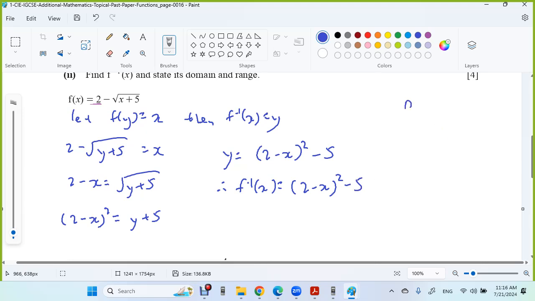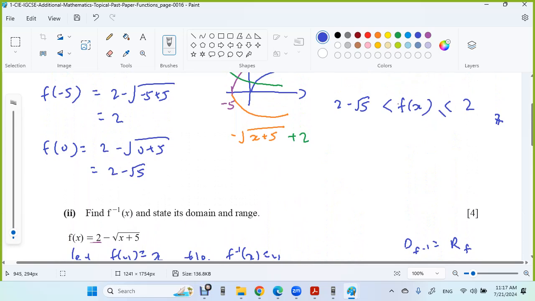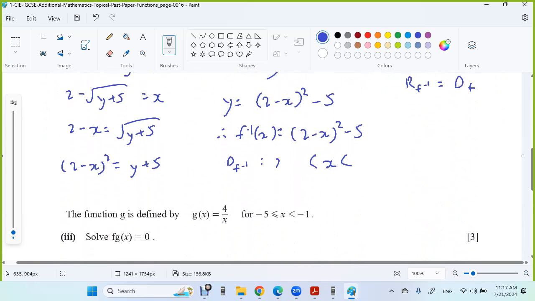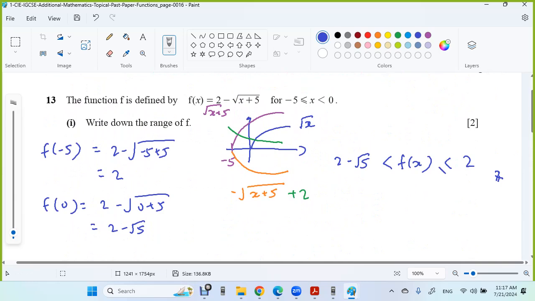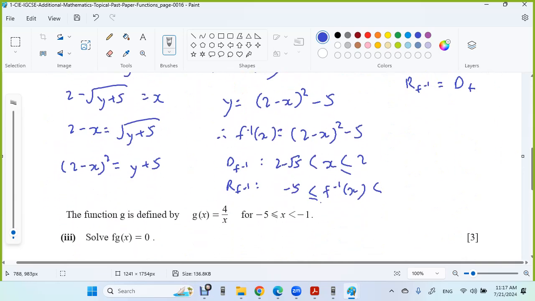So we know that the domain of f inverse is actually the range of f, and the range of f inverse is actually the domain of f. So the domain of f inverse will be x between, just now the range is 2 minus square root 5 and 2, this one inclusive. The range of f inverse is f inverse of x between, just now this one is negative 5 and 0, so negative 5 and 0.